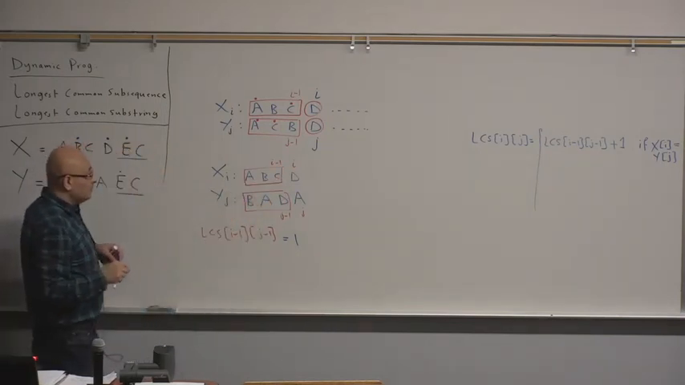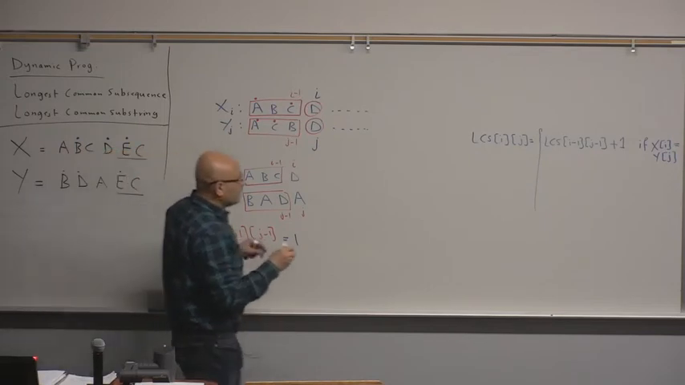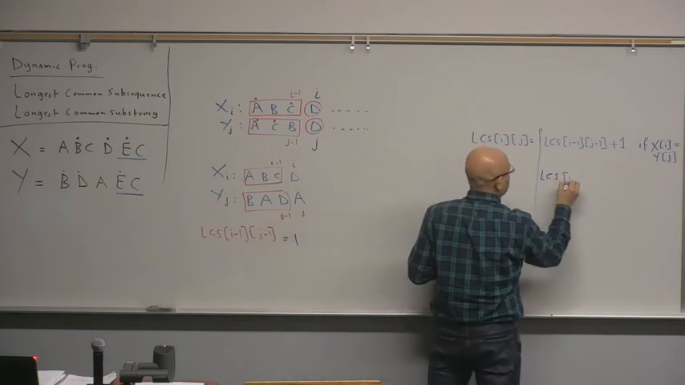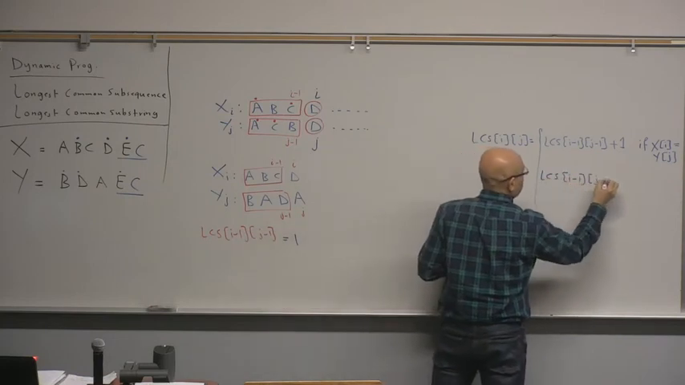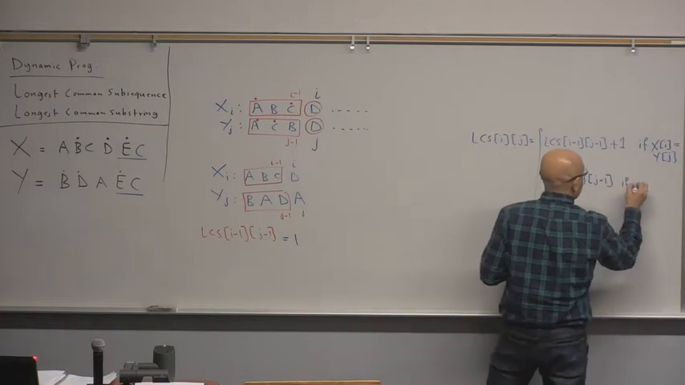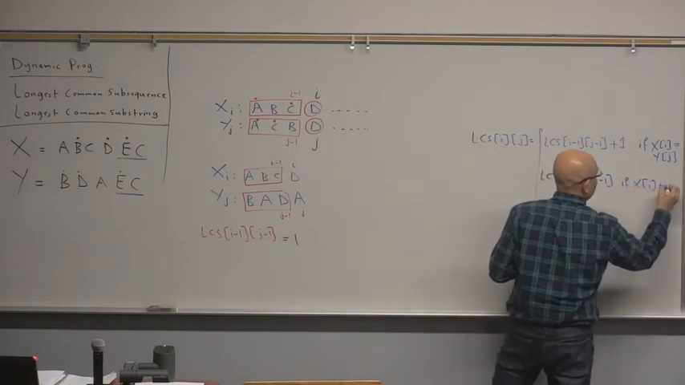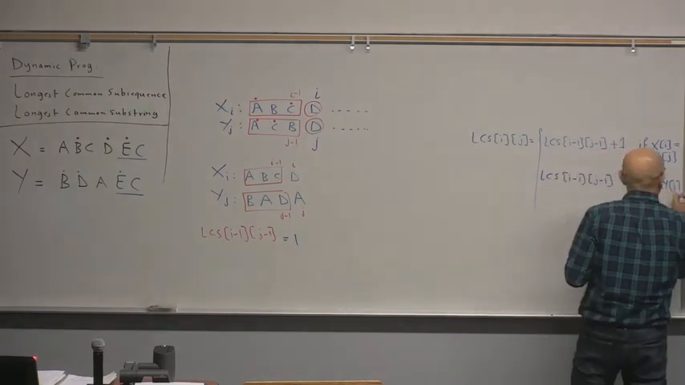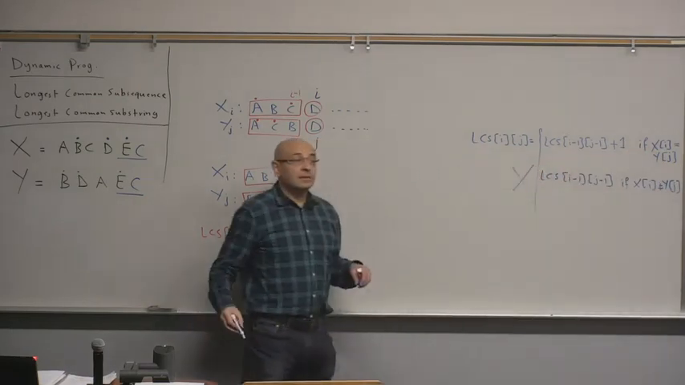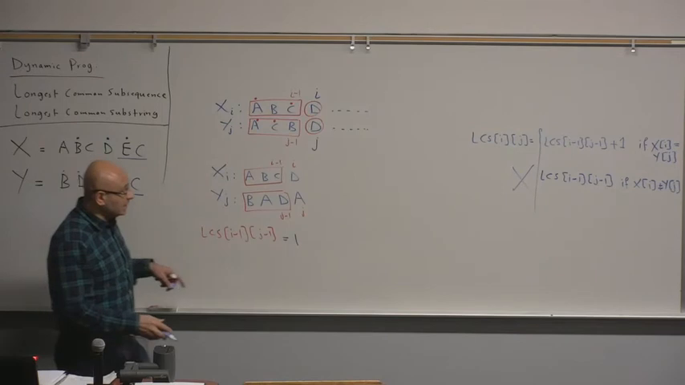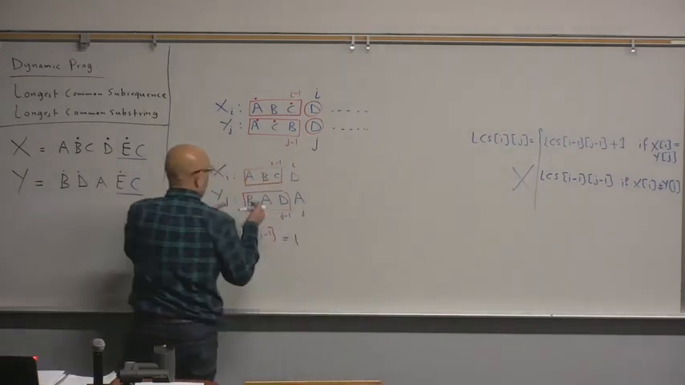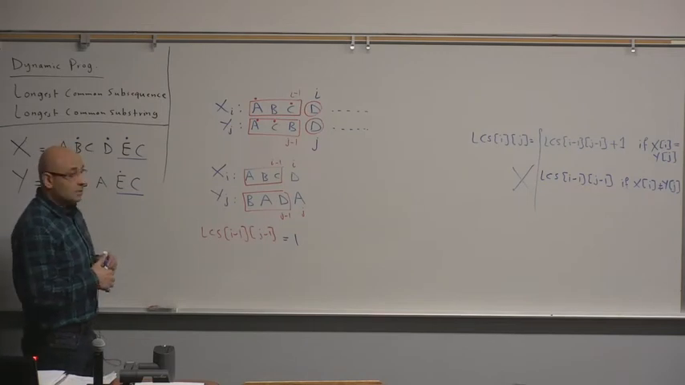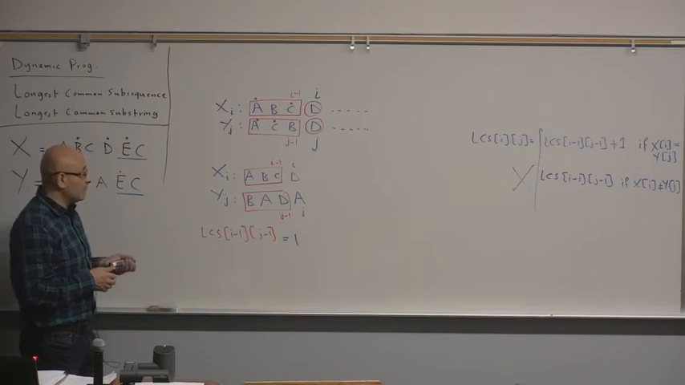2. So in other words, we cannot say that the longest common subsequence of I and J equals the longest common subsequence of I minus 1, J minus 1, if x of I is not equal to y of J. So this is wrong, right? This cannot be right, because if this is true, then it will give us 1, while the right answer is 2. So what should the right answer then be? How can we compute the right answer in this case?